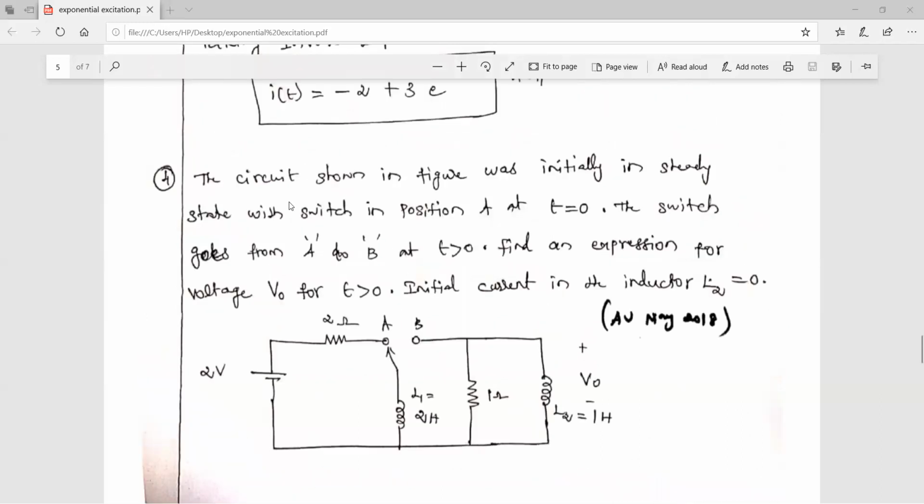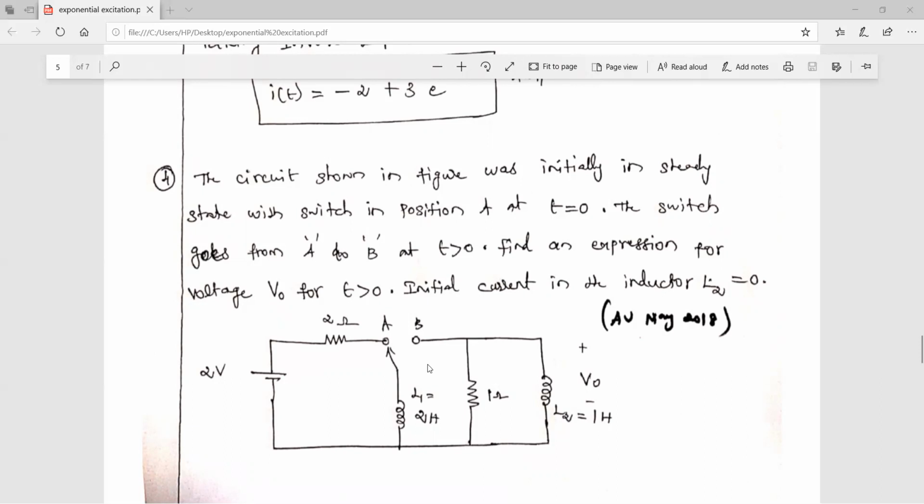First you see, the circuit was initially in steady state with the switch in position A. At time t equal to 0, the switch is connected to position A, so steady state current is flowing in the circuit. That is the initial value for the next condition.